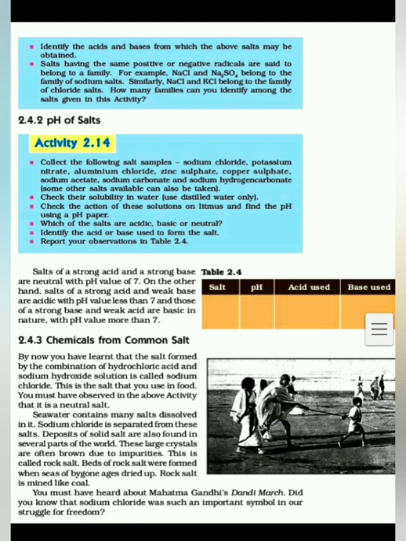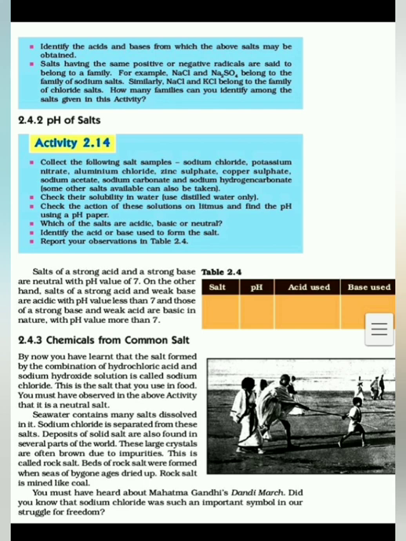Next is pH of salts. For this we will see activity 2.14. Students, keep your textbook with you while watching this video. In this, collect some salt samples like sodium chloride, potassium nitrate, aluminum chloride, zinc sulfate, copper sulfate, sodium acetate, etc. Check their solubility in water. Use distilled water only, because distilled water is the pure form of water which contains only H2O. No impurity is present. So all these salts are soluble in water.